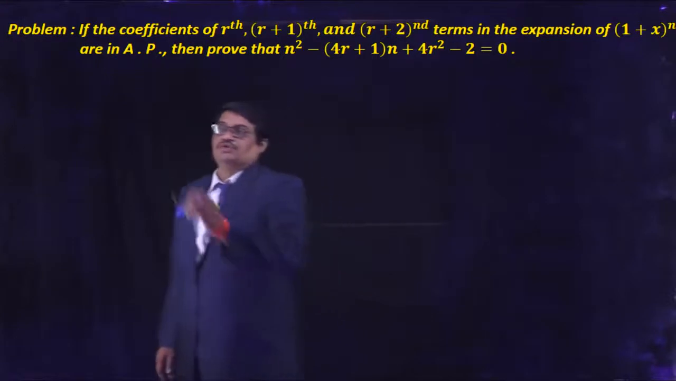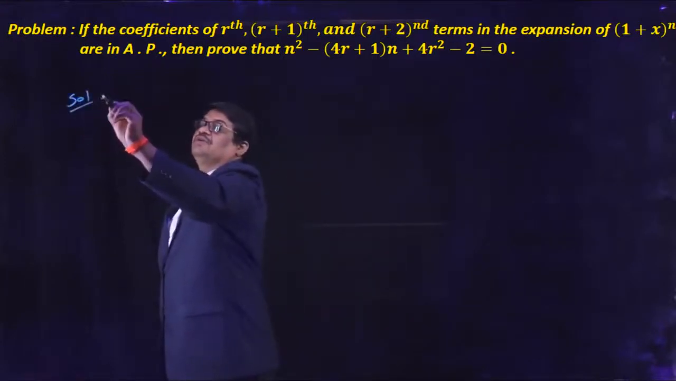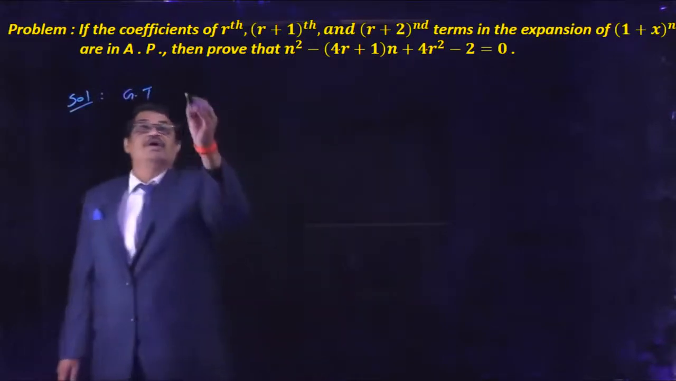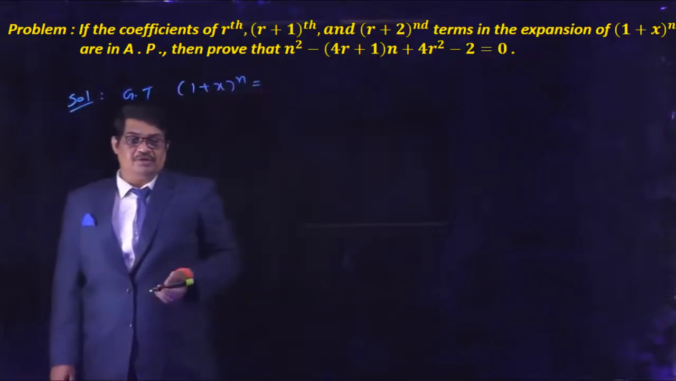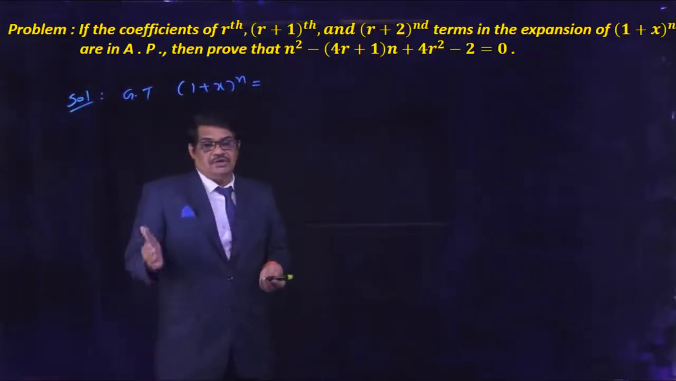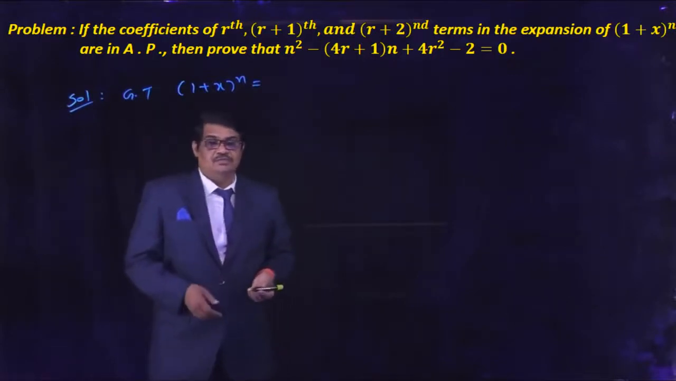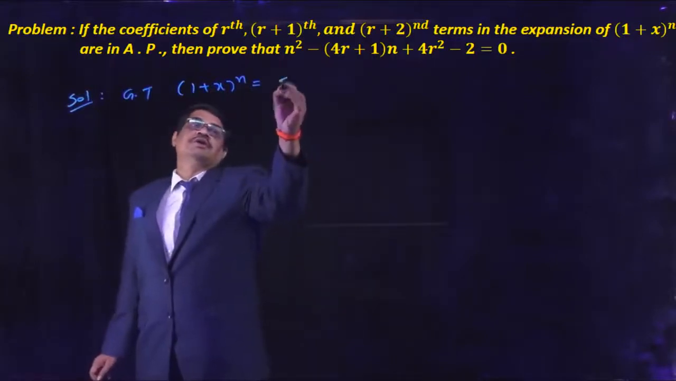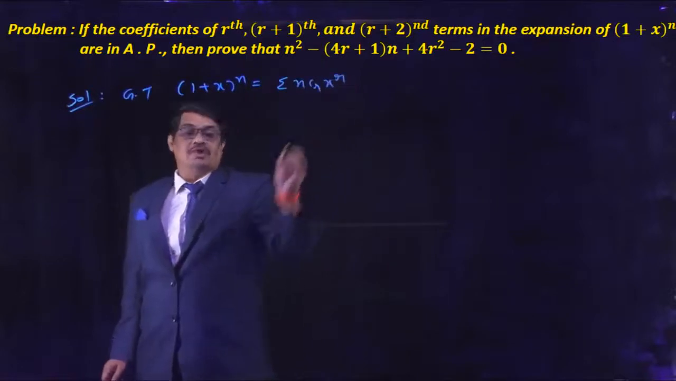See the solution. Given that, what is the given expression? That is the standard binomial expansion, 1 plus x whole to the power of n. In that, the coefficients of the rth term, r plus 1 term and r plus second term are in AP. This is written in the sigma notation, that is nCr x to the power of r.